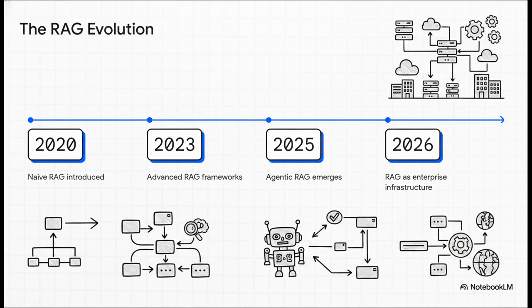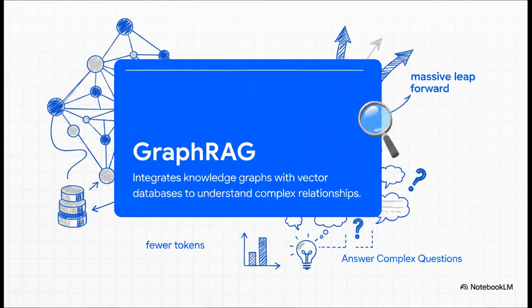And today, here in 2026, RAG isn't just some cool feature anymore. It's core enterprise infrastructure that orchestrates incredibly complex workflows. And a really massive leap forward within this whole evolution is something called graph RAG. It essentially integrates knowledge graphs right into vector databases so the AI can understand complex relationships.